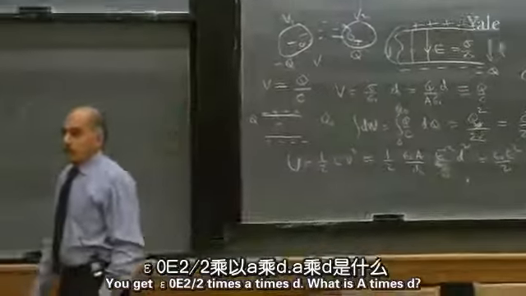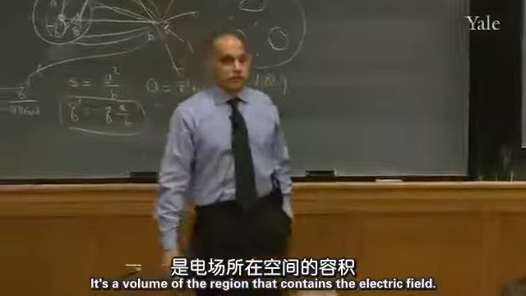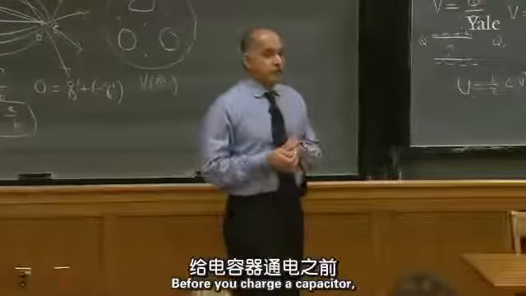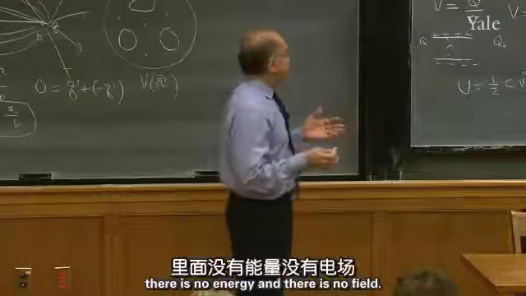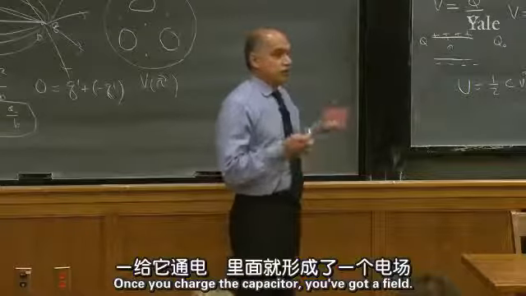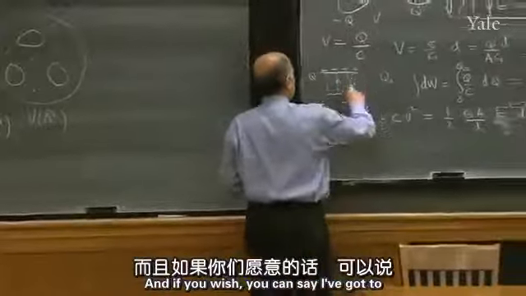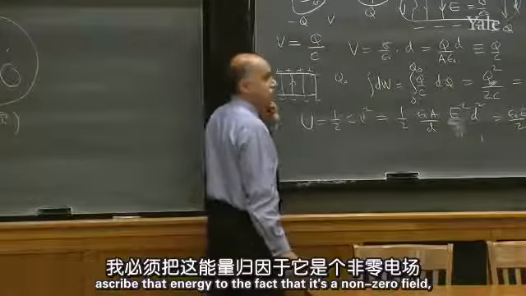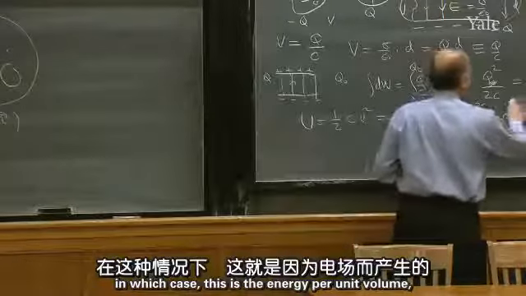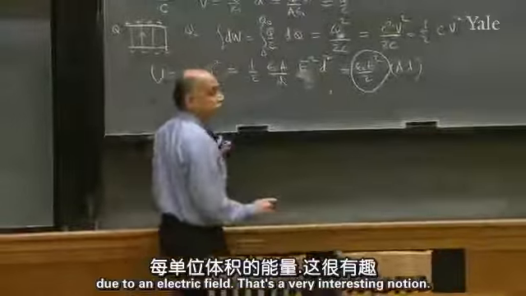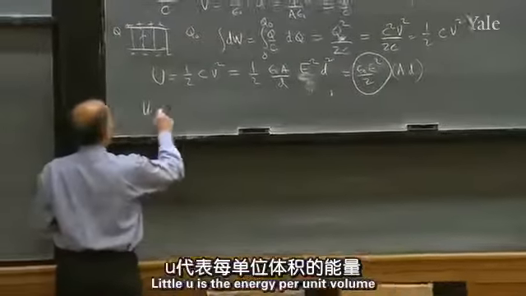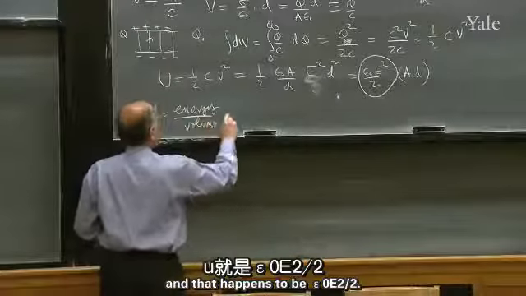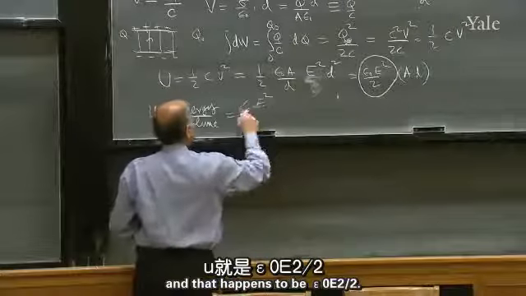What is A times D? It's the volume of the region that contains the electric field. Before you charge the capacitor, there was no energy and there was no field. Once you charge the capacitor, you got a field. And if you wish, you can ascribe that energy to the fact that it's a non-zero field, in which case this is the energy per unit volume due to an electric field. That's a very interesting notion. Little u is the energy per unit volume, and that happens to be epsilon 0 E squared over 2.